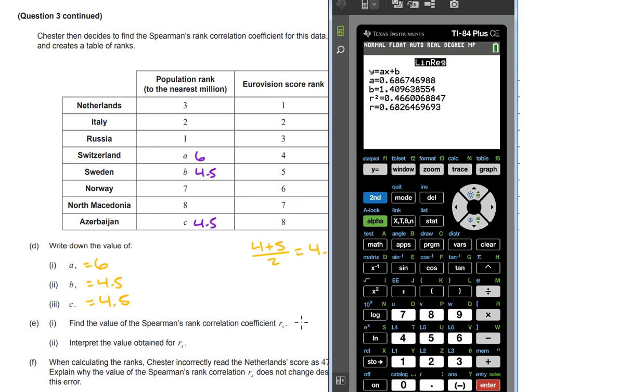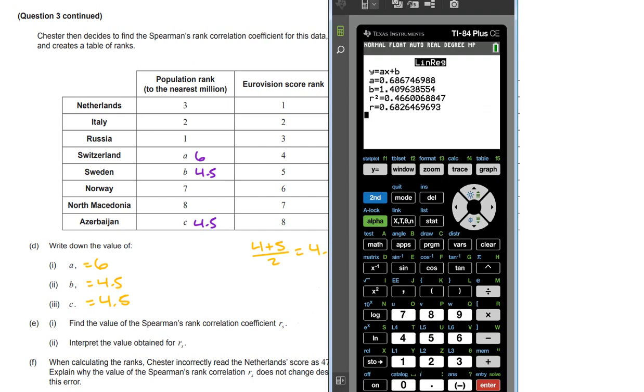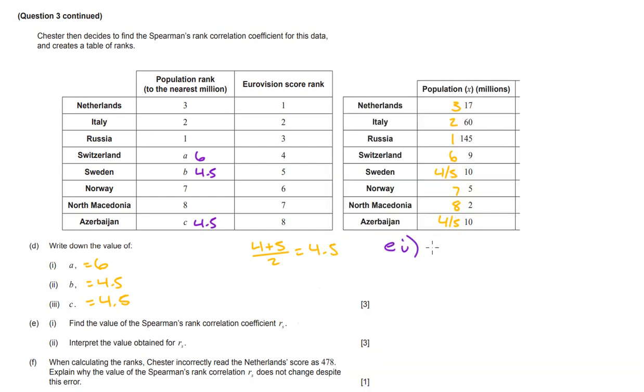So find the value of Spearman's rank correlation coefficient. So we've got this one. Let's do part E, part I. And I've already forgotten, 0.683.